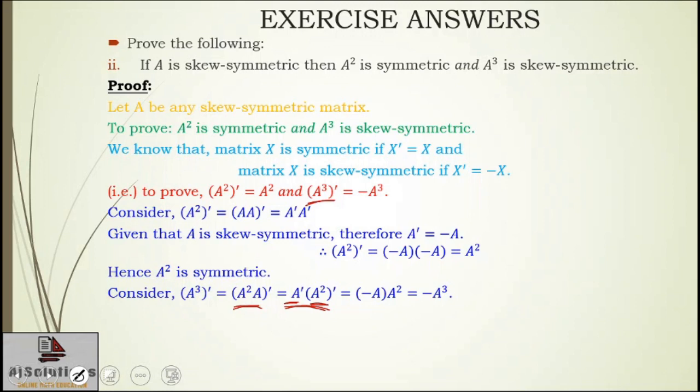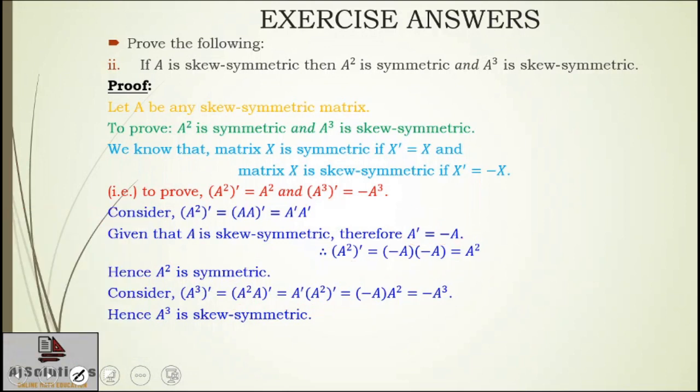The value of a transpose is over here, minus of a. The value of transpose of a square is over here, that is a square. So the first term will become minus of a, the second term will become a square, and if you multiply them, that will give you minus of a cube, which is your required RHS. And this is how you proved a cube is skew symmetric.